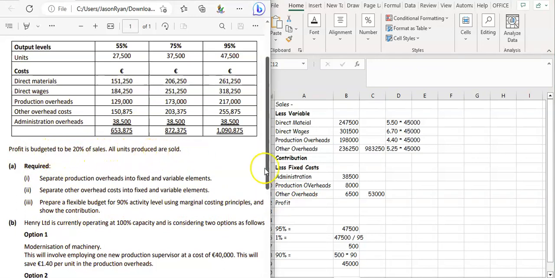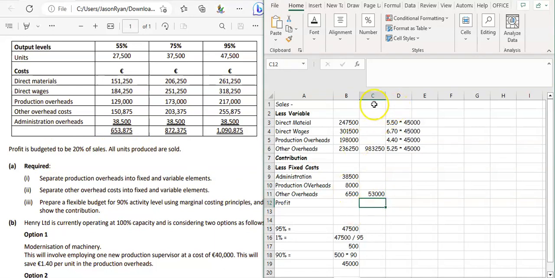All units produced are sold. So that means your profit is going to be 20%. Your sales is always 100%. So that means that these two figures are going to make up 80%. So if this is 80%, so 80% is equal to 983,225 plus 53,000.